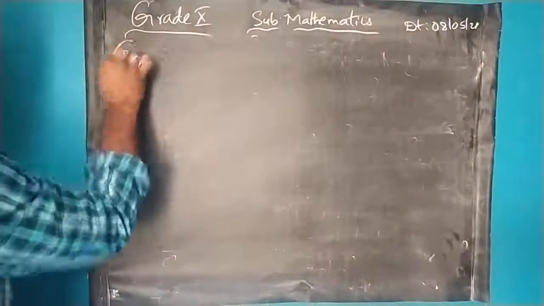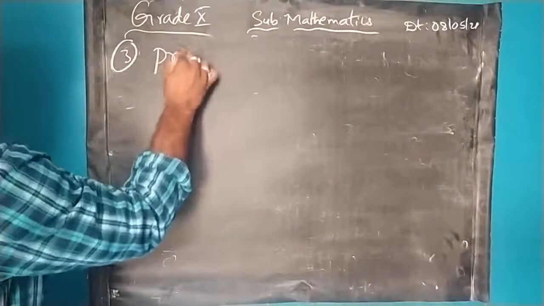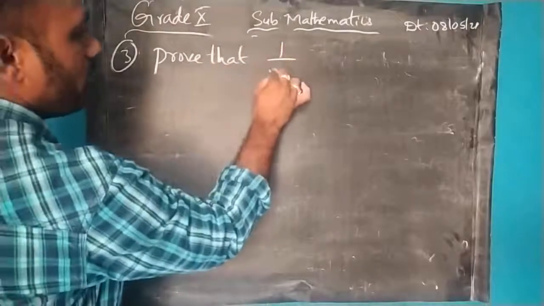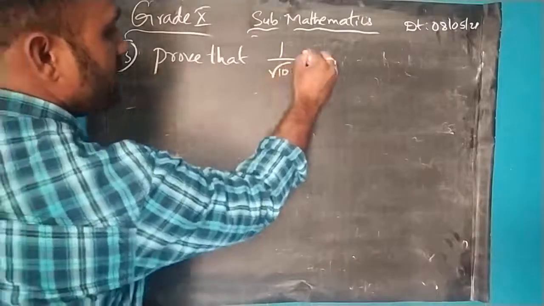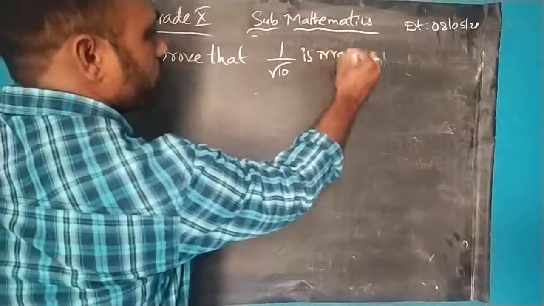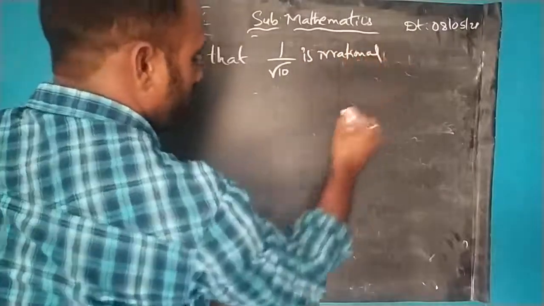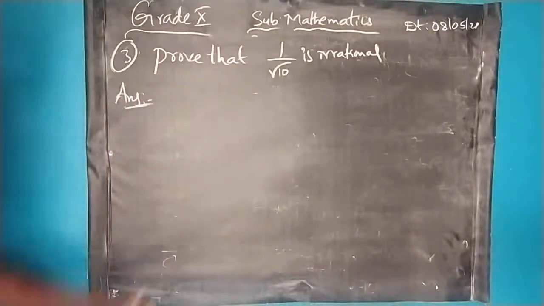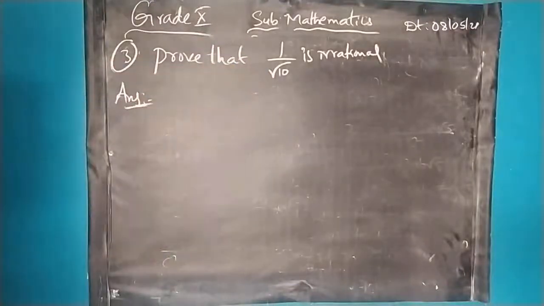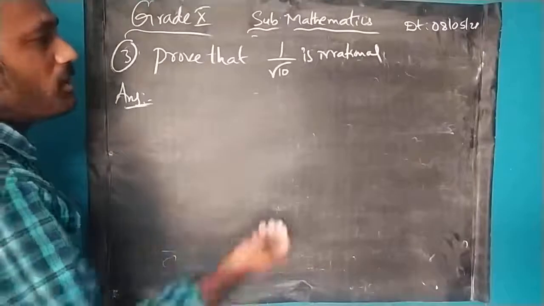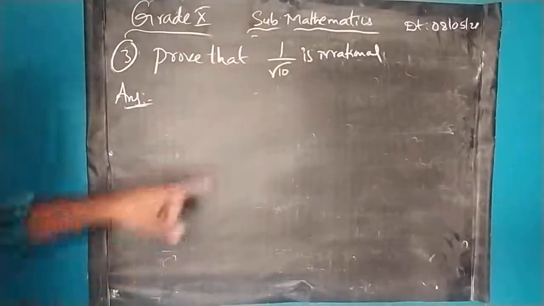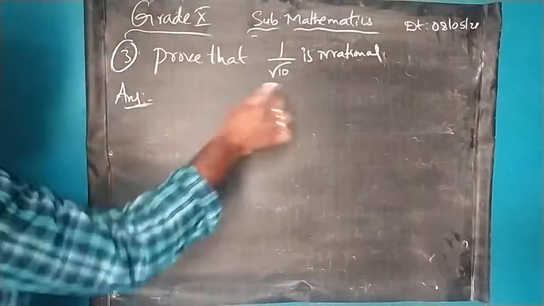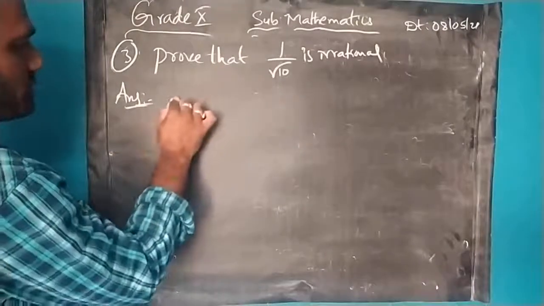So type 3. Prove that 1 by root 10 is irrational. Whenever a reciprocal is there, depending upon the marks we will do. Why? Because every time it is not necessary to do the long procedure. Suppose it is asking for 1 mark, so how to do these questions here?